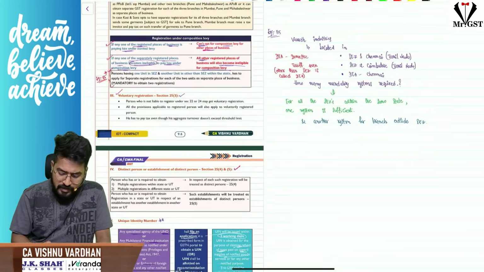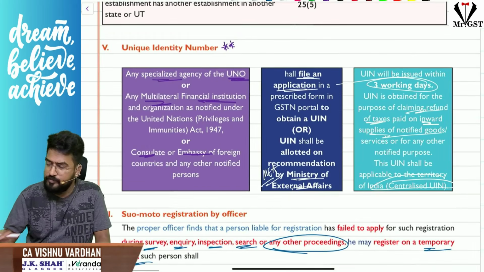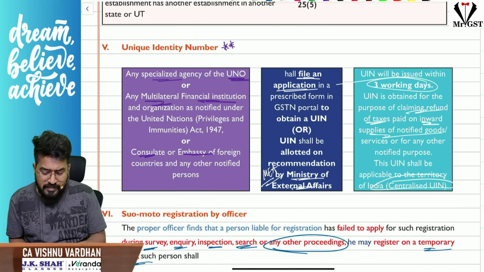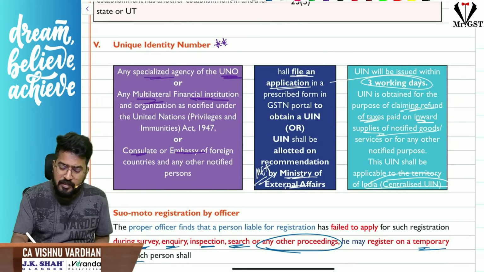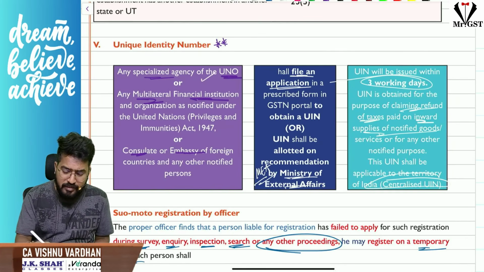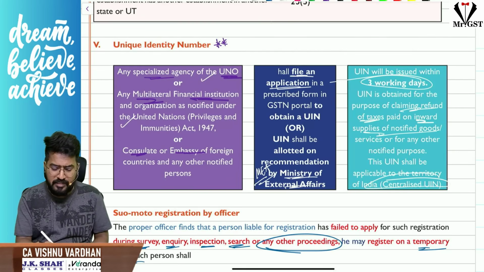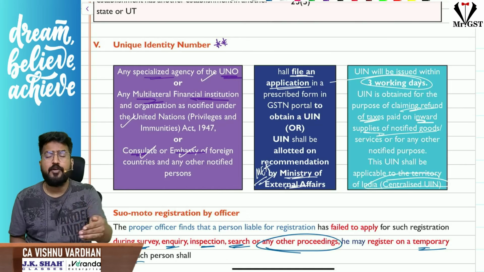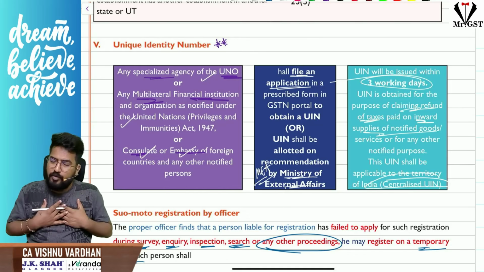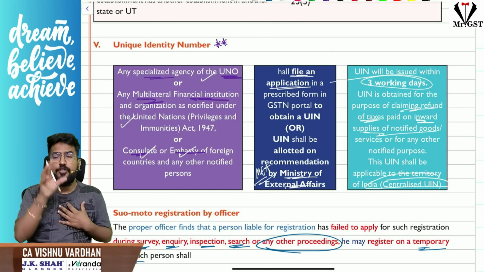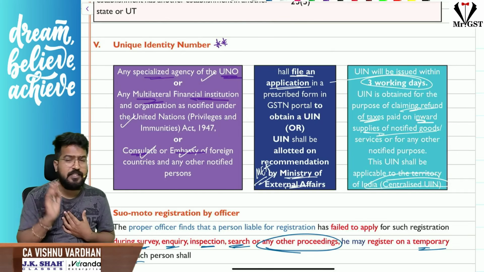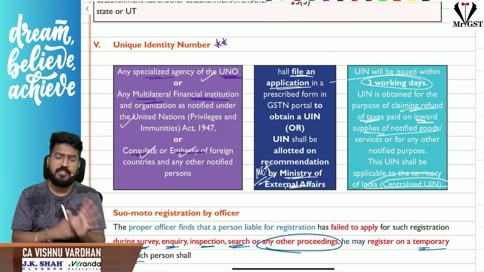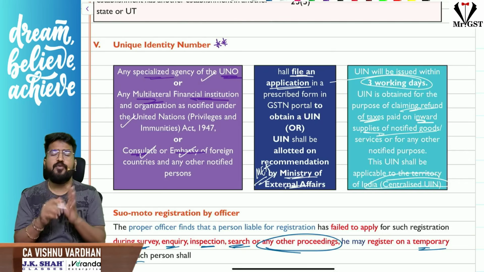Next, as we were discussing, the unique identification number. Sir, what is unique identity number? Please understand, the unique identity number is granted to specialized agencies of UNO or any multilateral or financial institutions, consulates or embassies. Why is this granted? Purely for granting them refund on the notified supplies they have purchased. These foreign embassies and consulates, when they purchase something on the notified purchases, whatever GST they have paid, they can ask for a refund. To ask for that refund, they should have some communication with the GST department. That communication itself is nothing but the unique identity number.